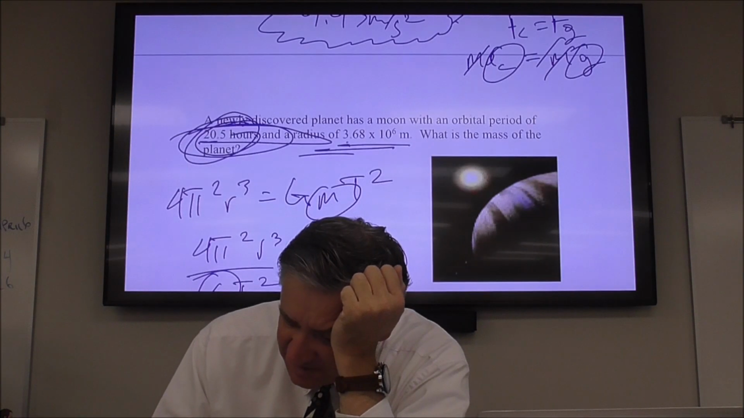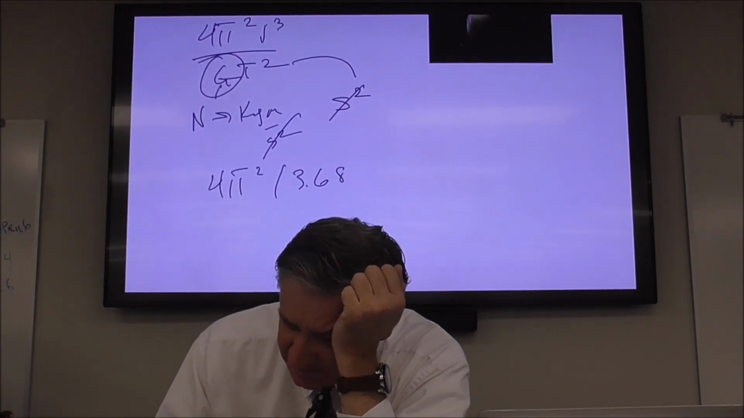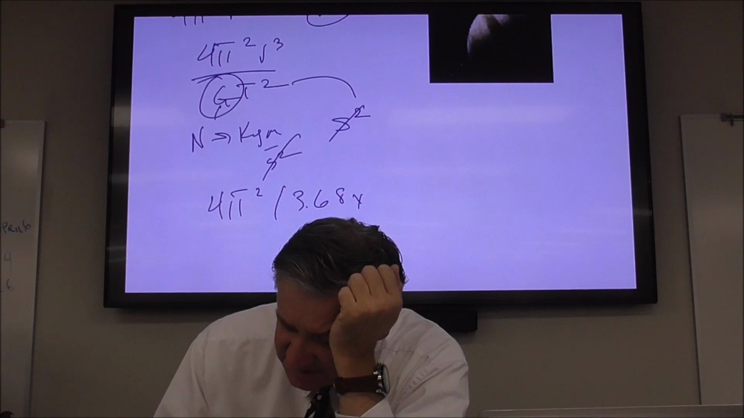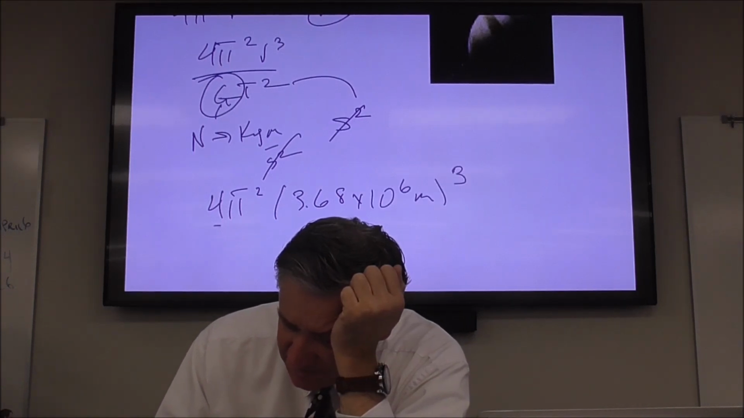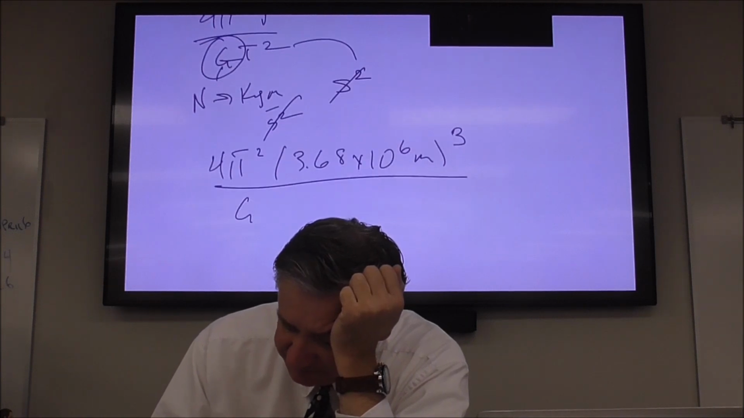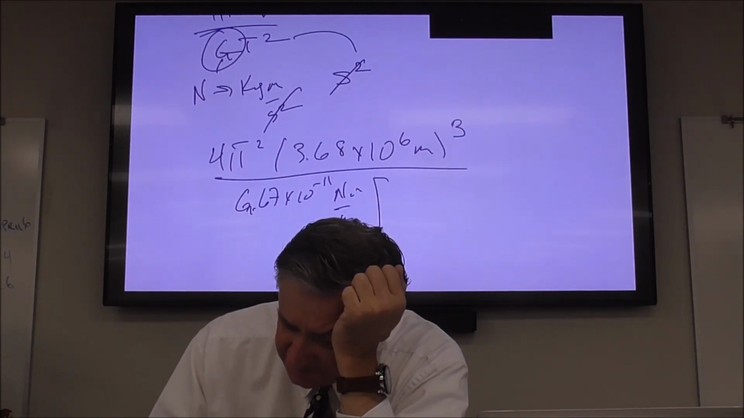The radius is already in meters, so that's not a big deal. So we've got 3.68, whatever that is, times 10 to the 6th meters, and that's got to get cubed. And then we've got big G, 6.67 times 10 to the negative 11th kilograms squared. Now, you've got to take that 20.5 hours, and in 1 hour, that's 3,600 seconds.